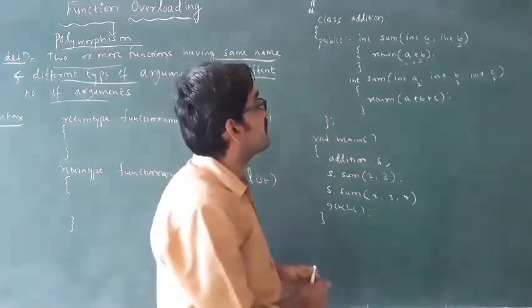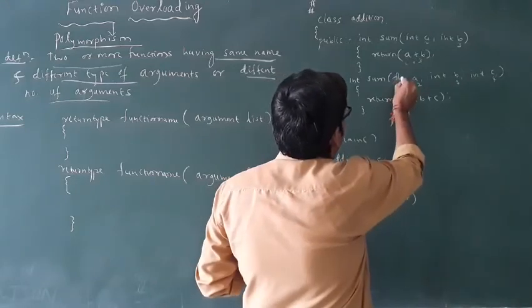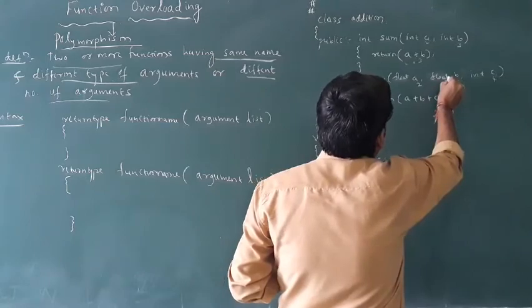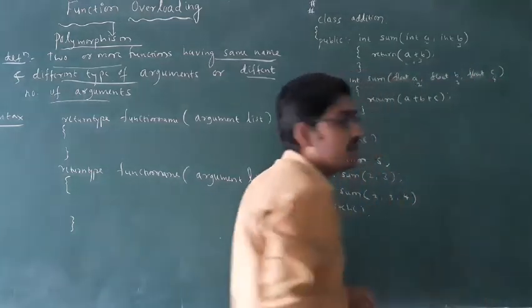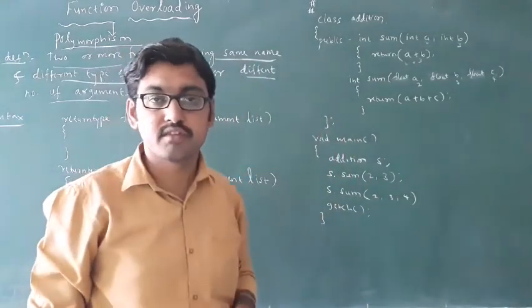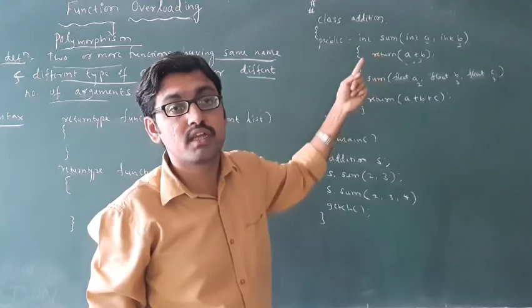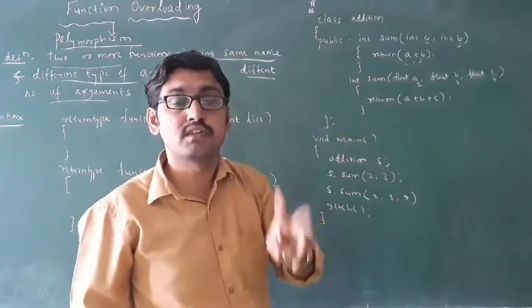Otherwise, how to write this? Otherwise, you can write here float. You can write float. Okay, this is also a correct answer. Okay, but the arguments should be different, otherwise the number of data types should be different. There are two conditions in the examination.